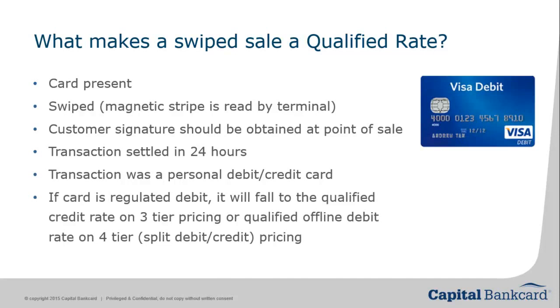If that card is a regulated debit card, it will follow the qualified credit rate on 3-tier pricing, or the qualified offline debit rate on 4-tier pricing. That's known as split credit and debit.